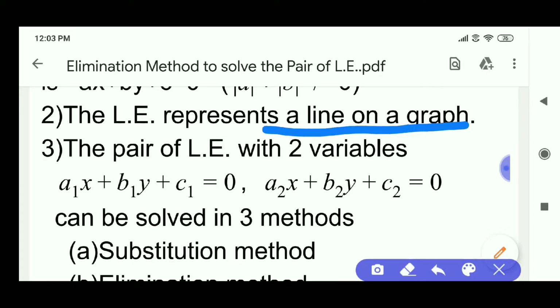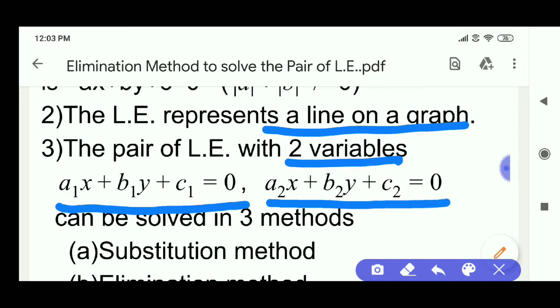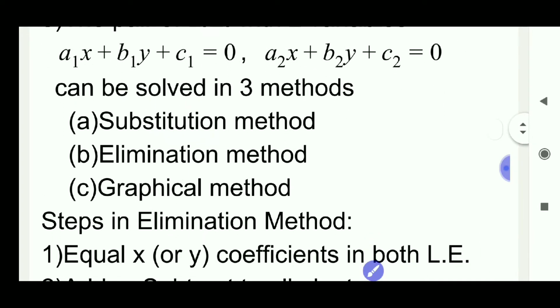The pair of linear equations with two variables are a1x + b1y + c1 = 0 and a2x + b2y + c2 = 0. These can be solved by three methods. First one is the substitution method, second one is the elimination method, third one is the graphical method. Some pairs of linear equations have no solution, some have a unique solution, and some have infinite solutions.